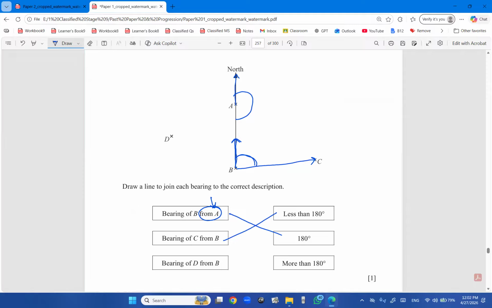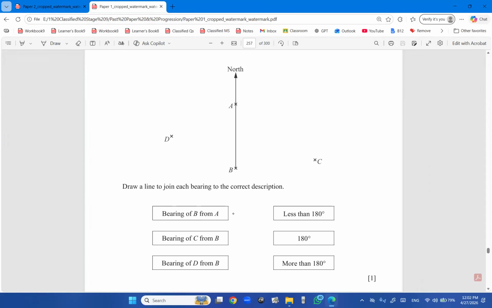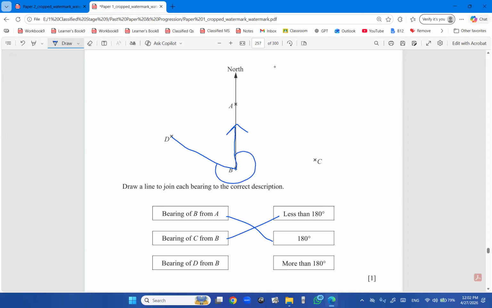The last one over here says the bearing of D, but from B. So it is this way. We agreed from B, so I'm going to draw the north. Yeah, mister, it is already drawn. Yes, exactly, you don't need to draw the north. So clockwise from B. What is this? Definitely greater than 180. It is a reflex angle.